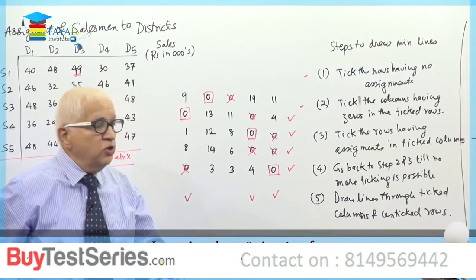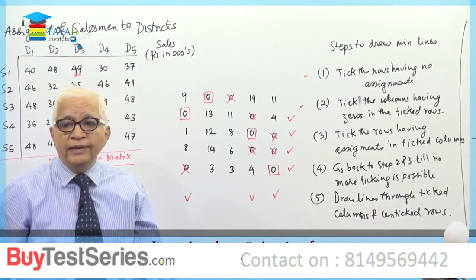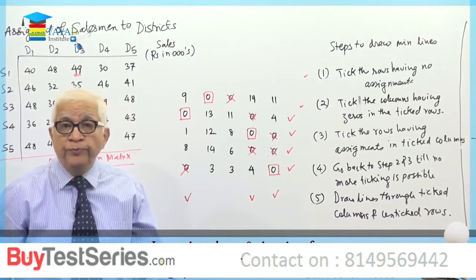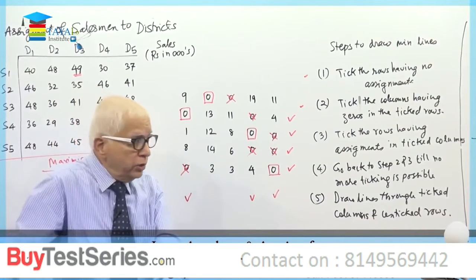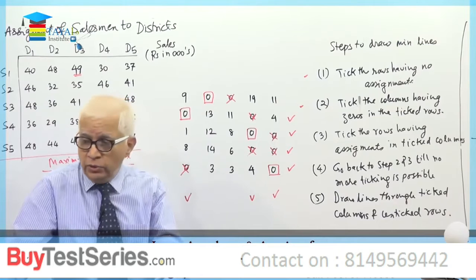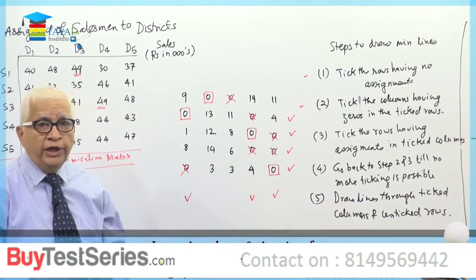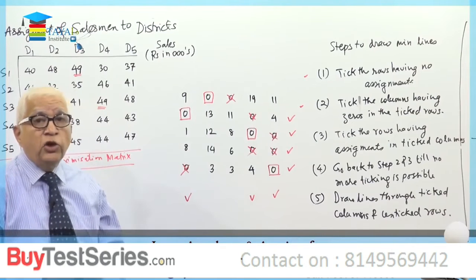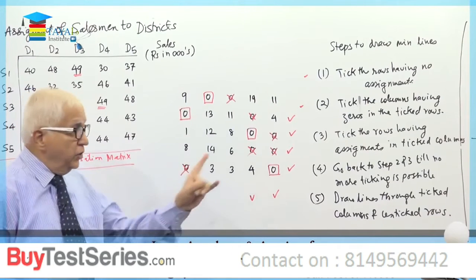Step number 4 says go back to step number 2 and 3 till no more ticking is possible. Now we can see that no more ticking is possible. So what do we do? Step number 5. Draw lines through ticked columns and unticked rows. Okay. Draw lines through ticked columns. How many ticked columns are there? 2 ticked columns are there. Fine. So draw lines through ticked columns. 3 vertical lines, ticked columns.